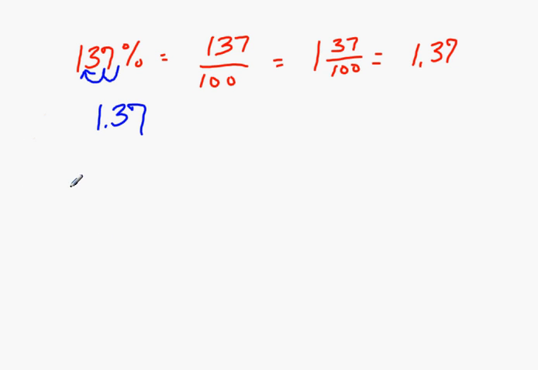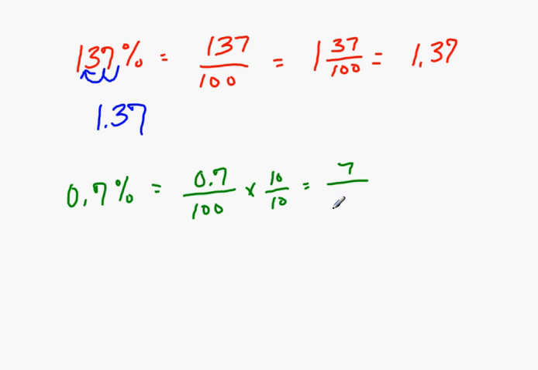Looking at a second example, 0.7%. As a fraction, that's going to be 0.7 over 100. Of course, we need to get rid of this decimal point, so we'll actually multiply both the numerator and the denominator by a power of 10, or 10 over 10. 7 on the top, 1,000 on the bottom.